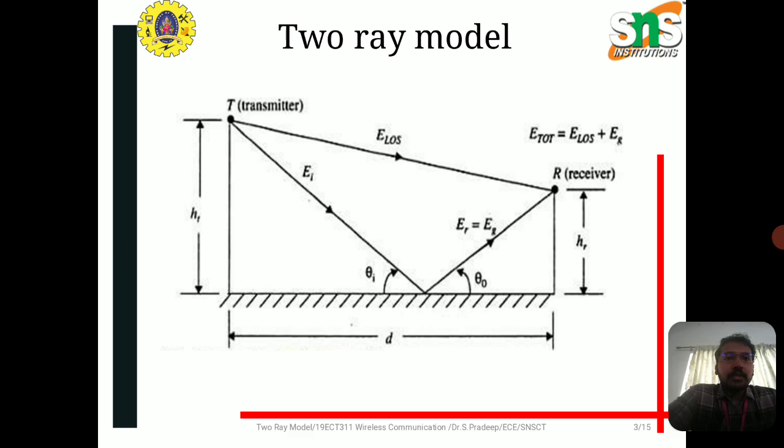This image shows the two-ray model. T is the transmitter and R is the receiver. The distance between the transmitter and receiver is d, and the height of the transmitter from the ground is HT and the receiver is HR. E_LOS is defined as the energy in line of sight.